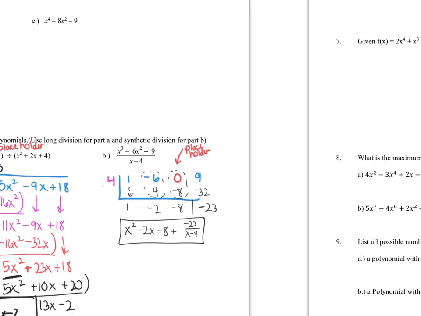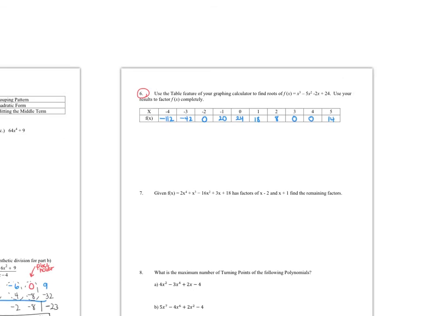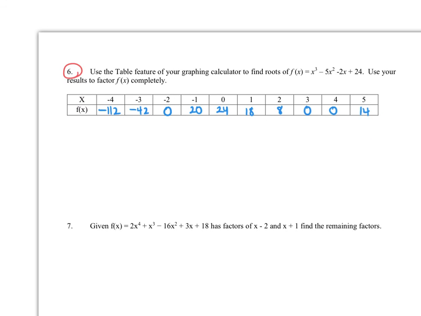Okay? And then the last one that I'm going through is question 6. It says, use the table feature of your graphing calculator to find roots of f of x equals. Use your results to factor. So a root is something, a number you plug in and get an output of 0. So I already filled in my table. I plugged this into my y1. I looked at my table of values.